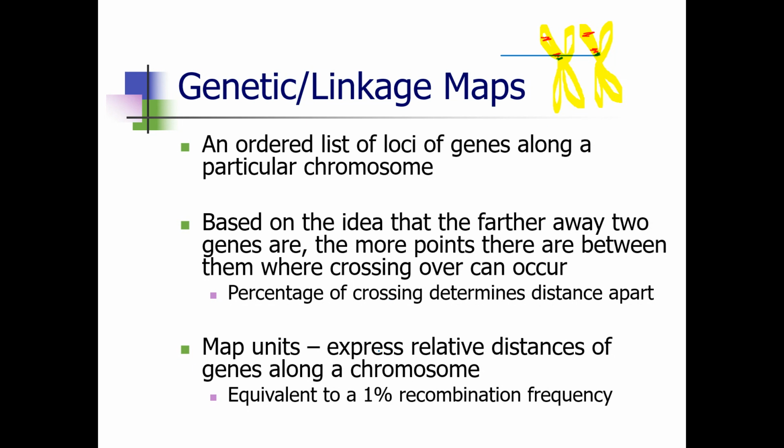And so what they can do, and they really don't do this with humans because this would involve test crosses, but with fruit flies, what they can do is look at the crossover rate. And they came up with their own little unit of measurement, because remember, chromosomes are tiny, so map units. Whatever the percentage of crossing over, or recombination, is, that means those genes must be further apart.